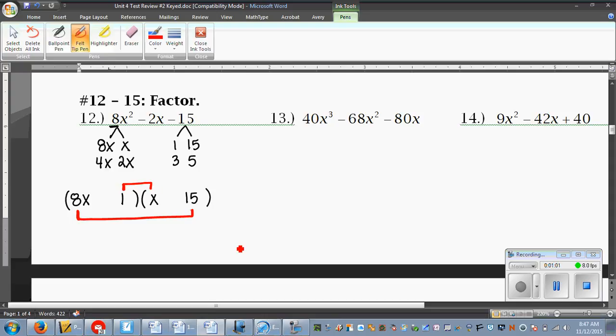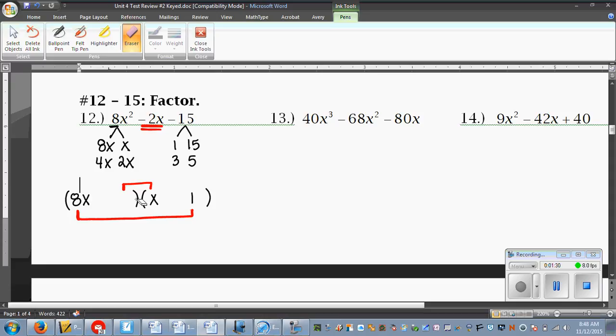And I don't know what 8 times 15 is. I could grab a calculator and try it, but I do know it's a big number. And if I'm only going to get 1x on the inside, there's no way those 2 numbers are going to add to be negative 2x. So I can reverse the 1 and the 15. And that means on the outside I will end up with an 8x, and on the inside I will end up with a 15x. And again, those 2 numbers do not add to be negative 2x.